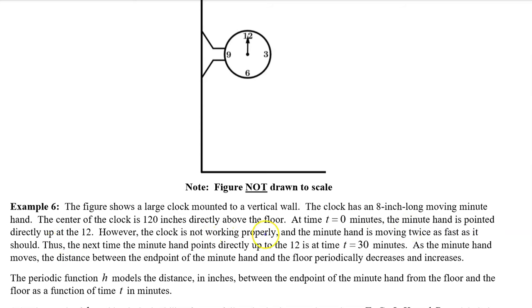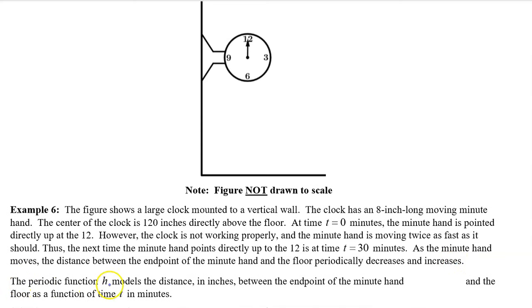However, the clock is not working properly, and the minute hand is moving twice as fast as it should. Thus, the next time the minute hand points directly up to the 12 is at t equals 30 minutes. As the minute hand moves, the distance between the endpoint of the minute hand and the floor periodically decreases and increases. The periodic function h models the distance in inches between the endpoint of the minute hand and the floor as a function of time t in minutes.